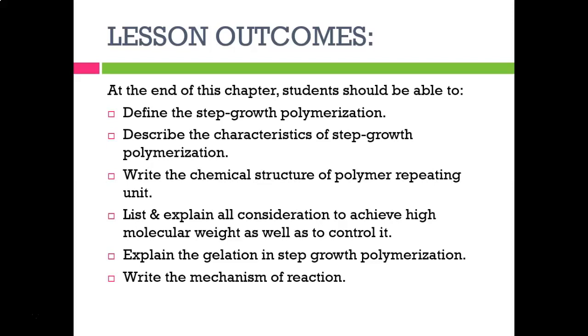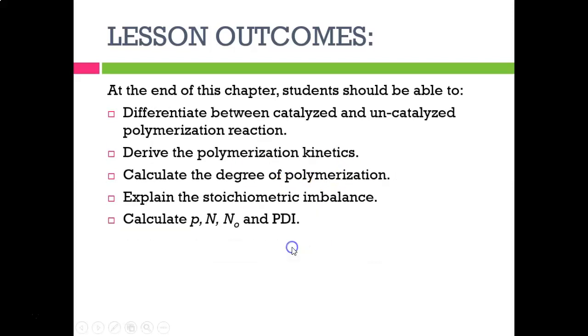And we will cover gelation, the mechanism process, the difference between catalyzed and uncatalyzed polymerization, and also the kinetic study of the polymerization: DP or degree of polymerization, stoichiometric imbalance, and also P, the extent of reaction, and N is the number of moles, and N naught is the number of moles that is unreacted, and also PDI, which is the polydispersity index.